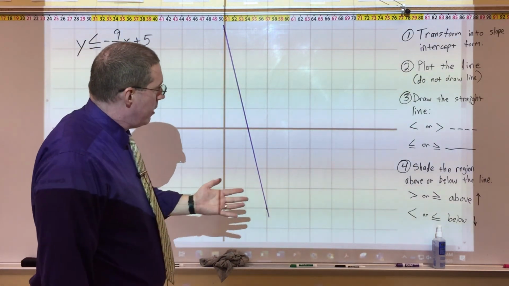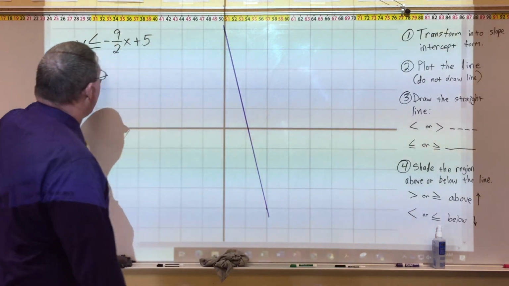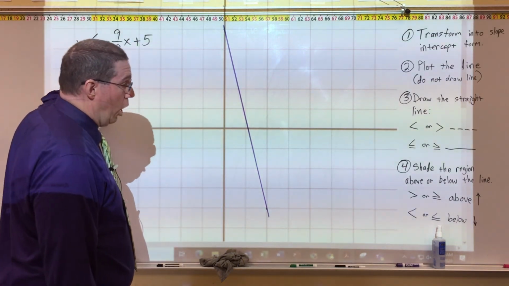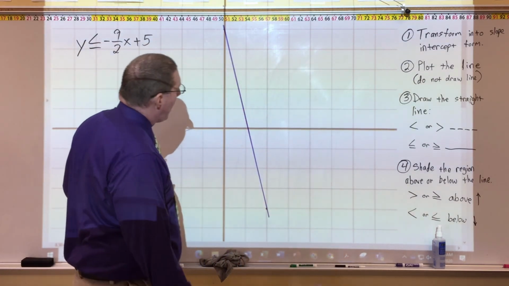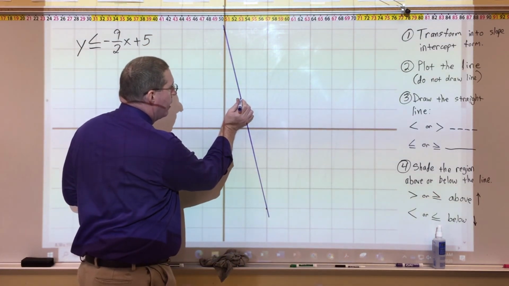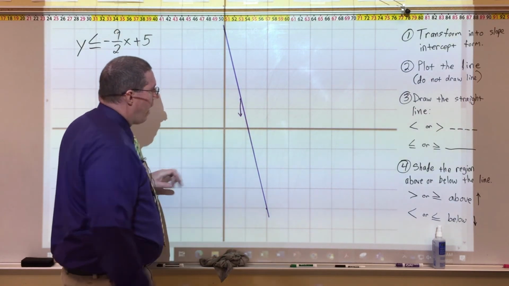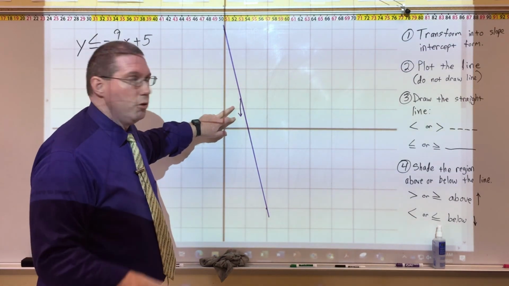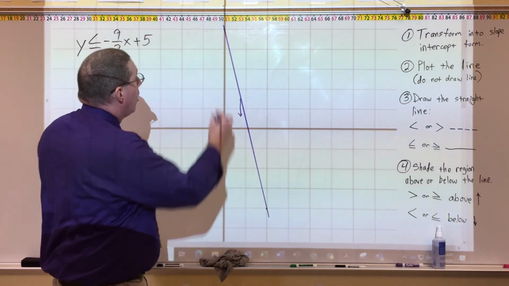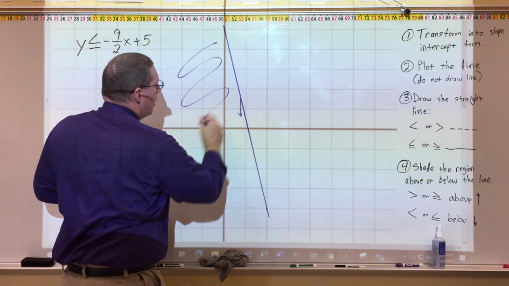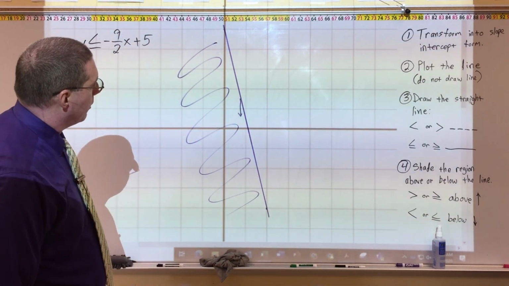And now our last step is to shade. Are we going to shade above or below? Well, this one is a less than, so we're going to shade below, okay? And so that means we can do downward arrows. So pick any point on the line, maybe right here, and draw a vertical line downward. That arrow is in the solution region. So we're going to shade over here below. We're going to shade this side of the line, below the line, okay?